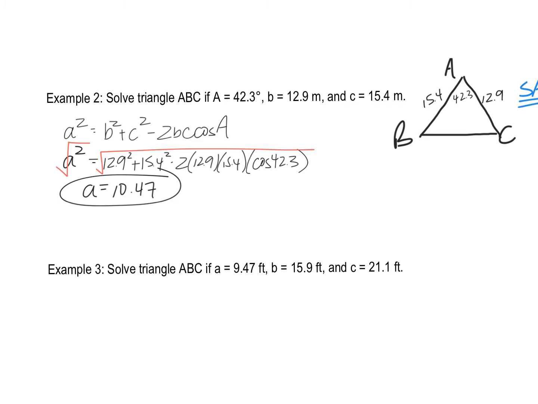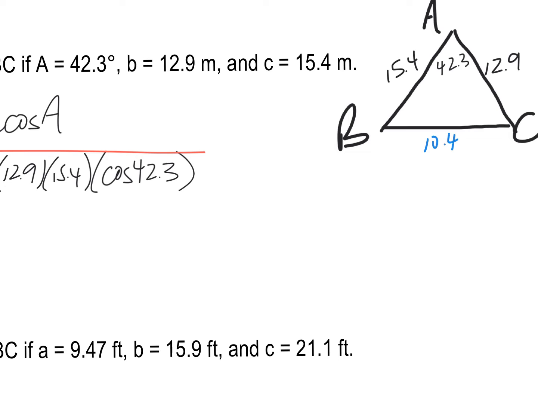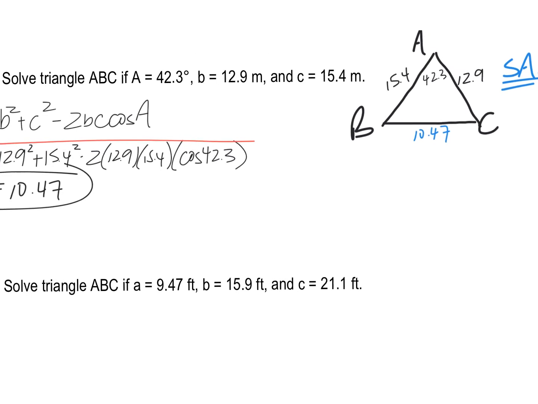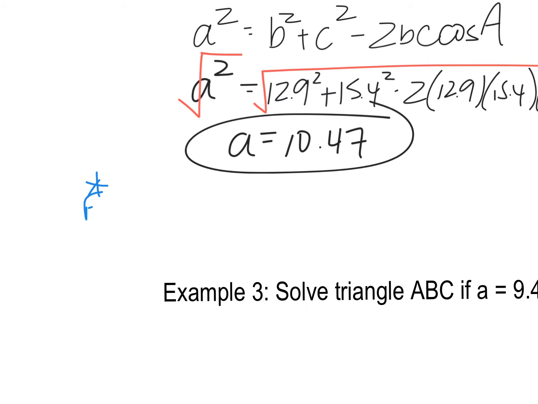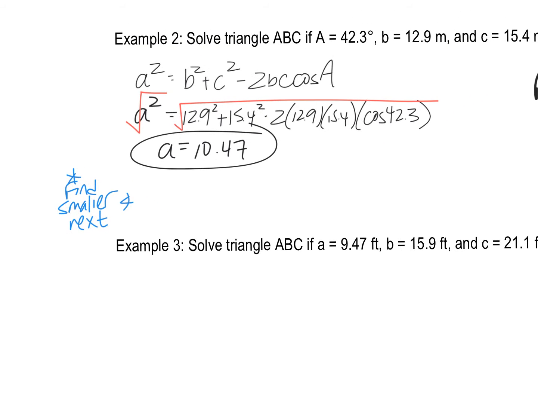One thing that's really important about law of cosines is the question: what do I do now? Which one should I solve for now? What do I do after I have this 10.47, which goes here? With the law of cosines, the order in which you solve for the stuff is really important. So I'm going to make a note over here: find the smaller angle next. The first thing we did is we used law of cosines to find the missing side. That is the first thing we're going to do, and we're going to write all of this down in a second so you have step-by-step instructions.